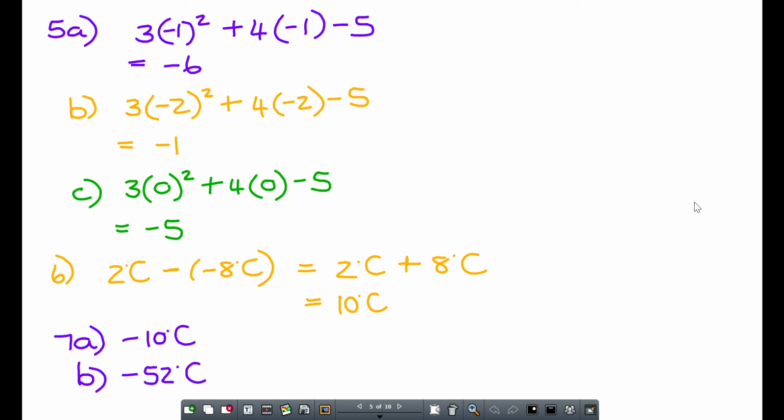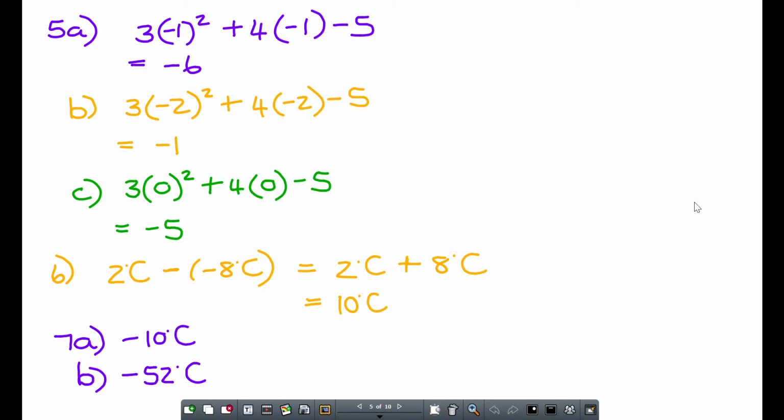Do you guys understand the substitution? Yes, ma'am. Okay. Then C, x is 0. So instead of x, I'm going to write 0, but we still keep it in brackets, which means that my final answer there will be minus 5. Okay, then number 6.